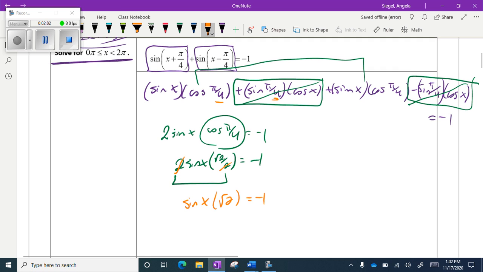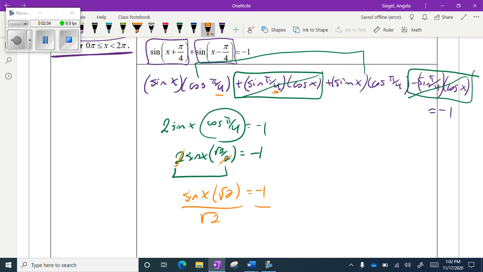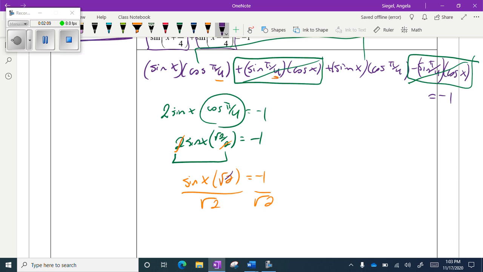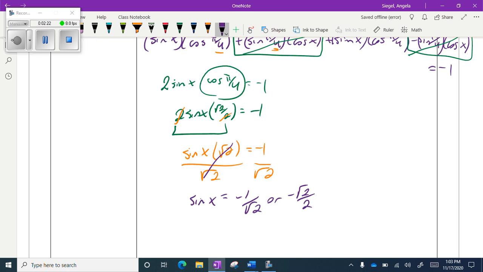So this is very algebraic. So we are going to divide by the square root of 2. And I get, these cancel. So I get the sine of x equals -1 over the square root of 2. Or if you rationalize it, negative square root of 2 over 2. So now we are going to multiply both sides by the inverse because I've got to get the x by itself. So in order to do that, I'm going to multiply both sides by the inverse sine. Those are going to cancel out, and that's going to be x.